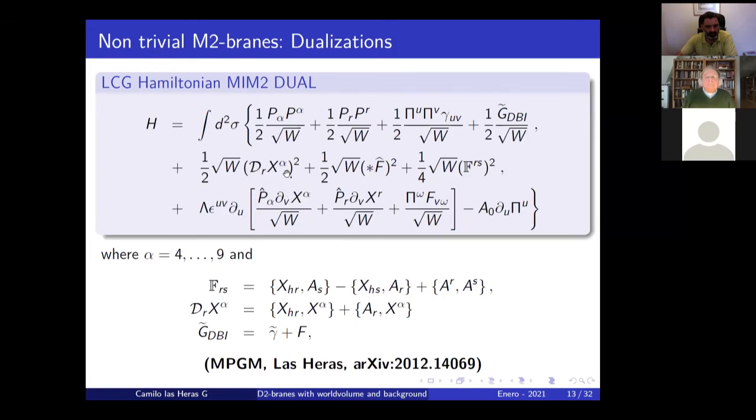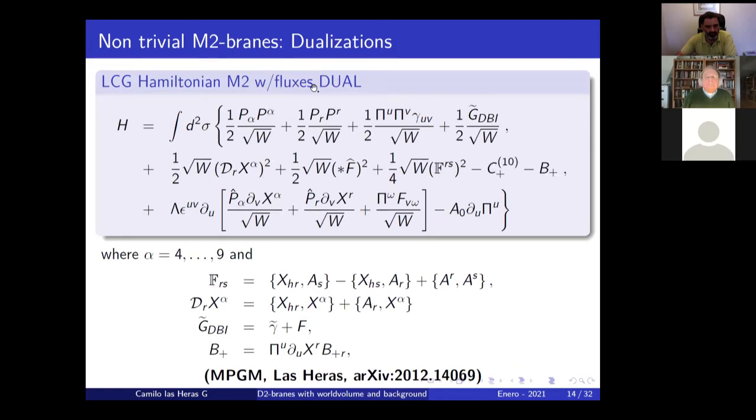We also notice the diffeomorphism constraint, where A0 and lambda are Lagrange multipliers. This constraint is area preserving diffeomorphism, and a new constraint appears related to the U(1) symmetry characteristic of the world volume of the D2 brane. If we perform the dualization to the other sector, M2 brane with fluxes, we have almost the same Hamiltonian, but with a new contribution related to the dualization of the three-form of 11 dimensions, right? And we also have the appearance of the same features that I just mentioned.